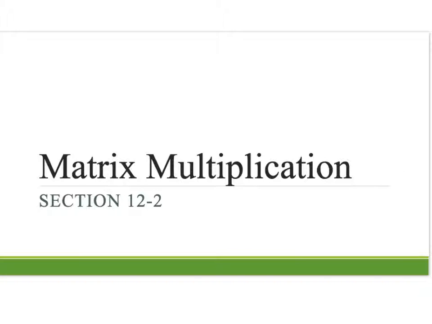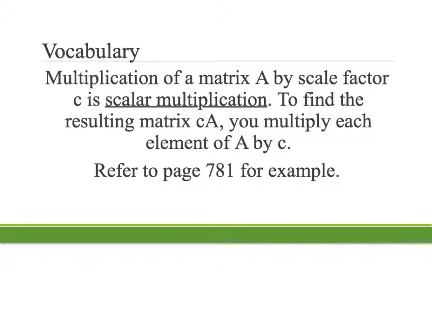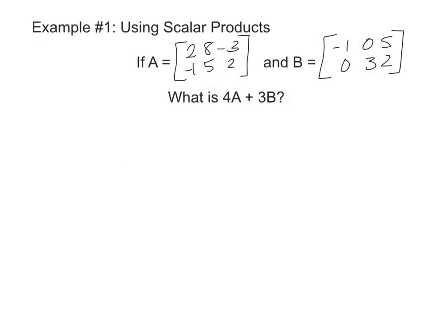Hey class, today we are in section 12-2 of your book and we're dealing with matrix multiplication. Our objective is to multiply matrices using scalars and matrix multiplication. Okay, just a little bit of vocabulary. Multiplication of a matrix A, remember A will be the name of that matrix, by scale factor C is scalar multiplication. To find the resulting matrix CA, so that's C times A, you multiply each element of A by C. And there's an example of it on page 81 of your book.